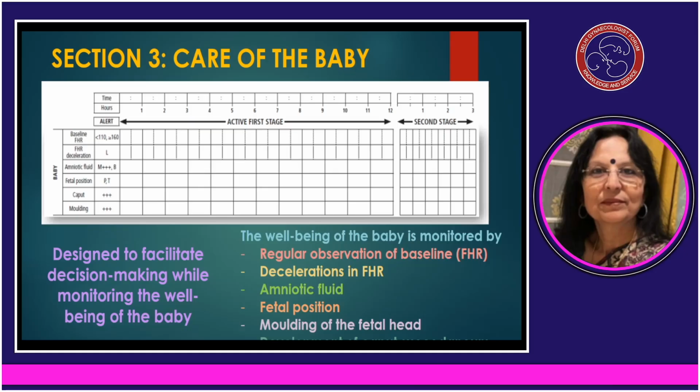Now, if we see this baseline fetal heart rate, we see that the 1 hour time period has also been divided into half. So your baseline fetal heart rate and the fetal heart rate deceleration will be plotted every half an hour in the first stage. And in the second stage, it will be plotted every 5 minutes. But the most significant value will be written in the 15-minute column of the second stage. So this whole section will be plotted throughout the first phase and the second stage.